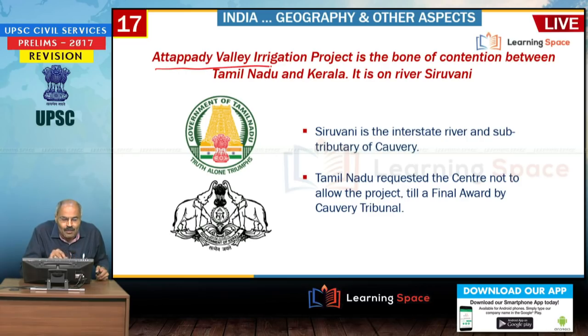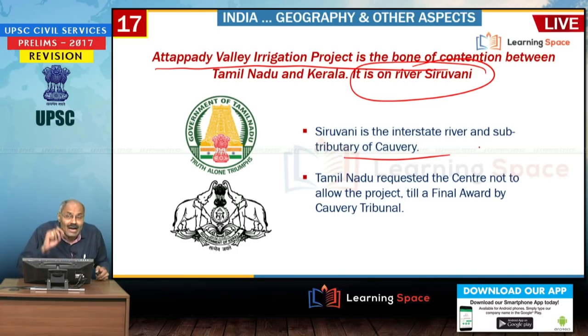Then the Attappady valley irrigation project, this is in the news. This Attappady valley irrigation project is on river Siruvani. Siruvani is a tributary of Cauvery, you can say, and Tamil Nadu requested the centre not to allow the project till a final award by the Cauvery tribunal. So, Attappady valley irrigation project is on river Siruvani.